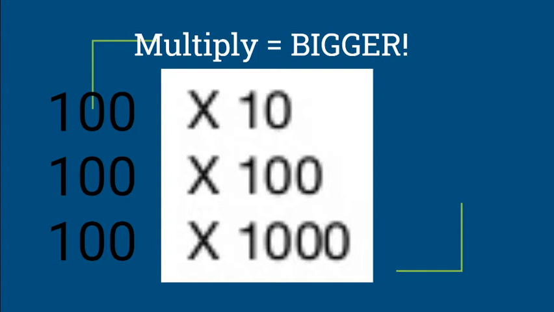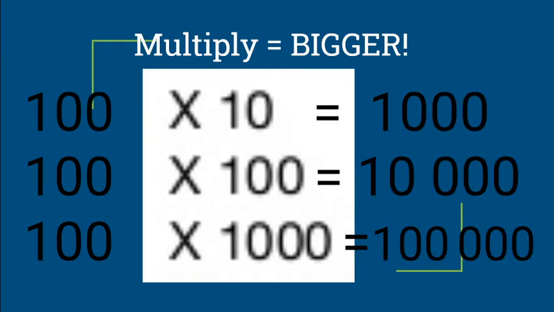So 100 times 10, or 100 times 100, or 100 times 1,000 is going to multiply that number and make it bigger. 100 times 10 is 1,000. 100 times 100 is 10,000. And 100 times 1,000 is 100,000. So you'll notice those numbers are getting much bigger.